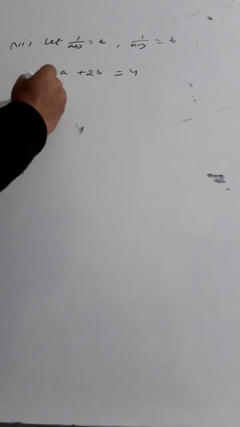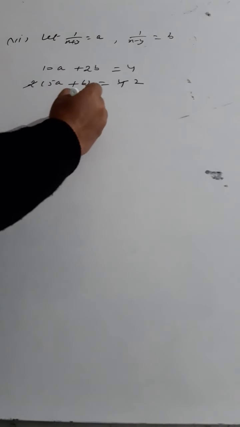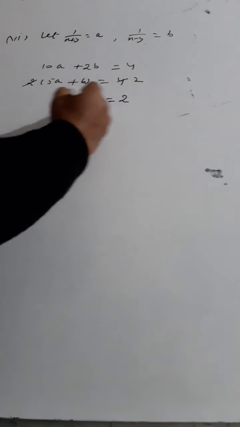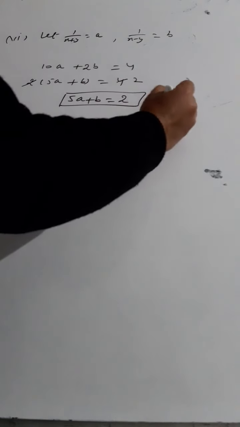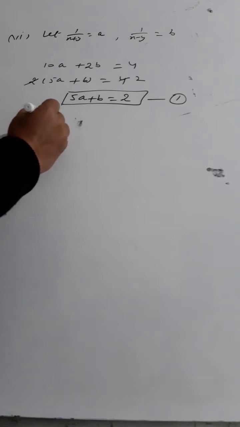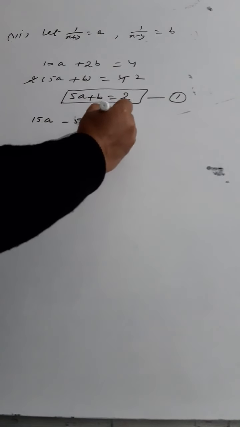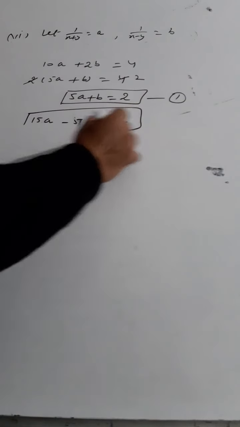Still, you can take 2 common, do that. 5a plus b is equal to 2, and cancel it. So 5a plus b is equal to 2 will be equation number 1. And similarly your second equation will become 15a minus 5b is equal to minus 2. So this is your equation number 2.